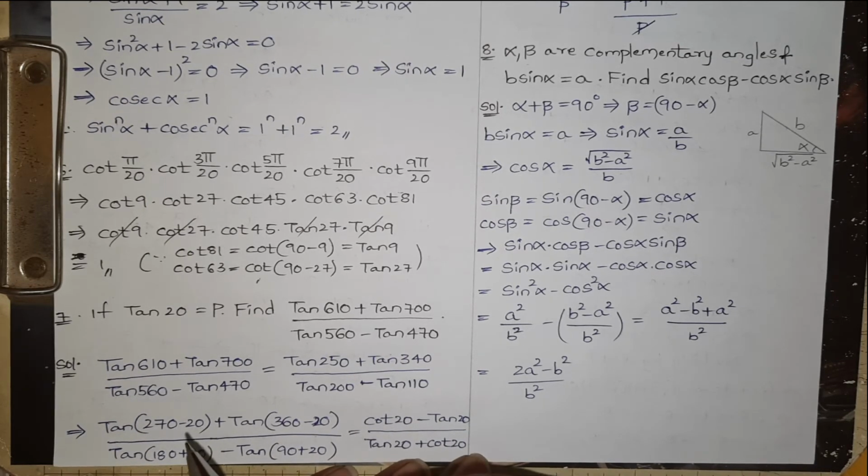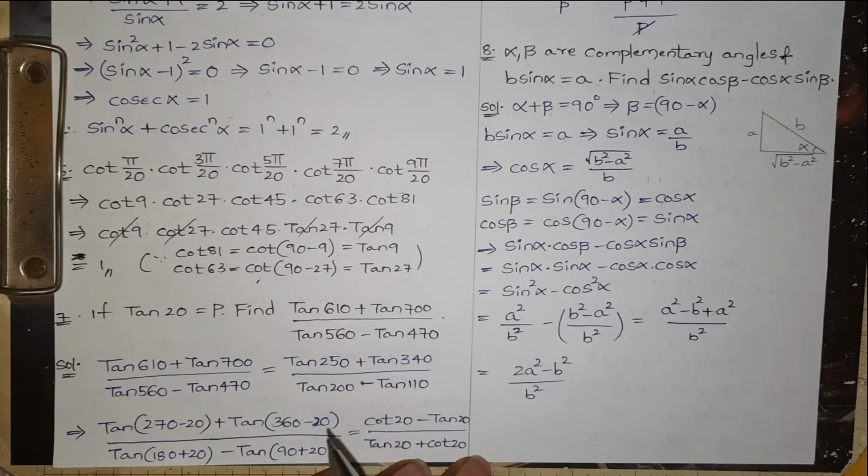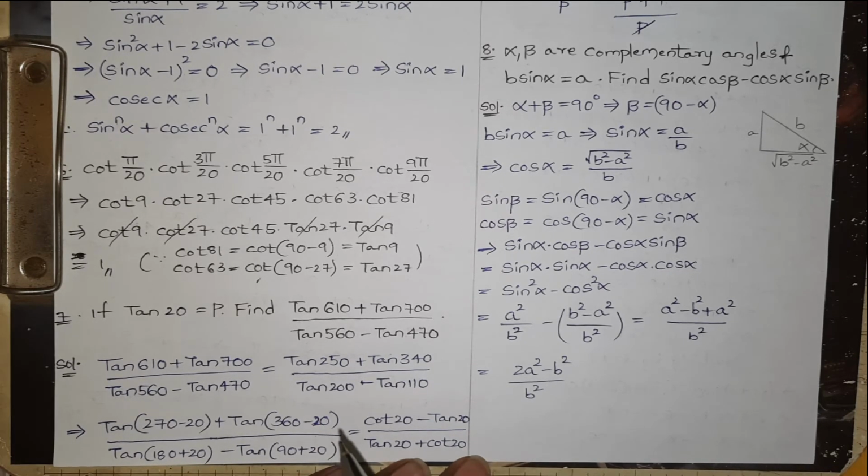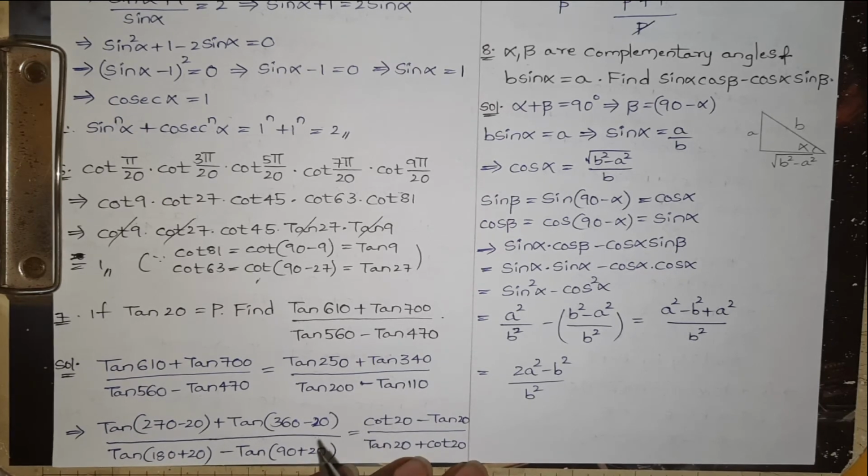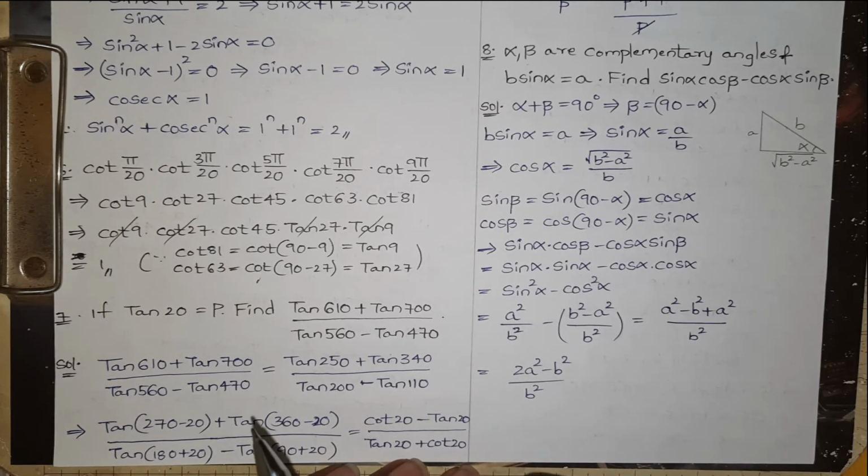So we know that tan(270 − 20) is cot 20, and tan(360 − 20) is −tan 20. Tan(360 − θ) belongs to the fourth quadrant. In the fourth quadrant tan θ is negative, so we have tan(360 − 20) as −tan 20, and tan(180 + 20) we can write as tan 20, and tan(90 + θ) is −cot θ.